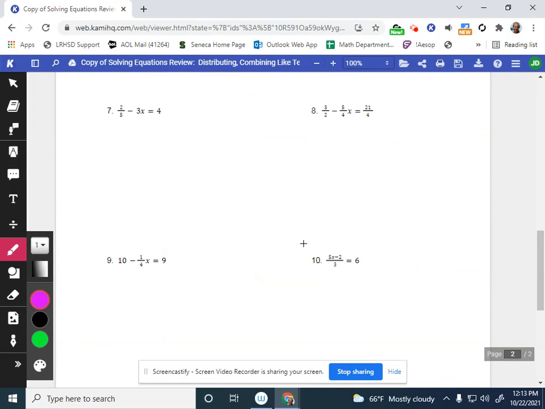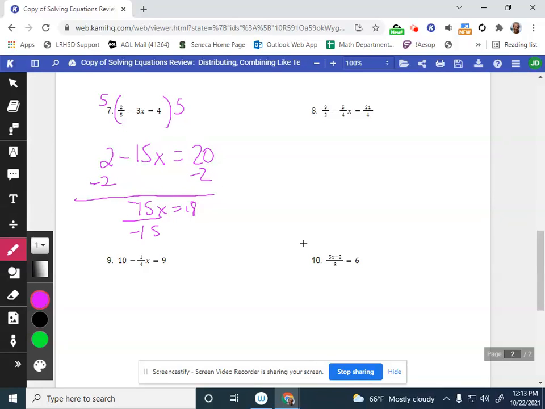All right, now we got the fraction. So number 7, I see that 5 is my only denominator, so I'm going to multiply both sides by 5. I'm doing 5 times 2/5 gets me 2. 5 times 3x gets me 15x. 5 times 4 gets me 20. I need to peel away from the x, so to do that, I don't mess with the division first. I got to get rid of this 2. This 2 is positive, so I'm going to subtract 2 from each side. Negative 15x equals 18. Divide both sides by negative 15.